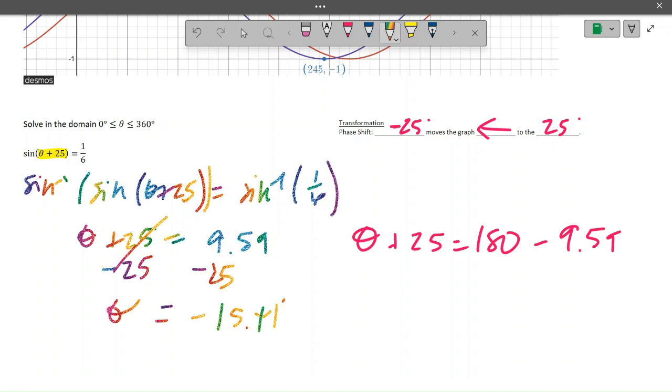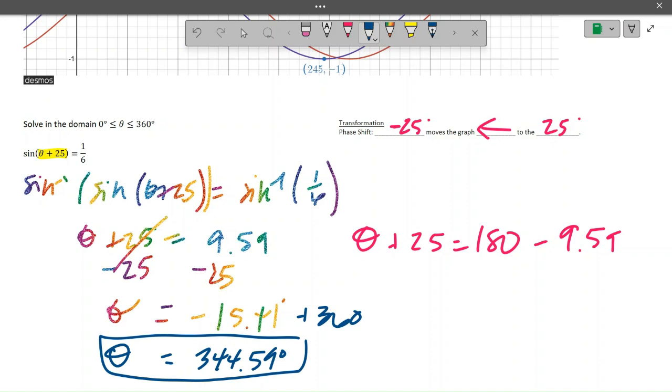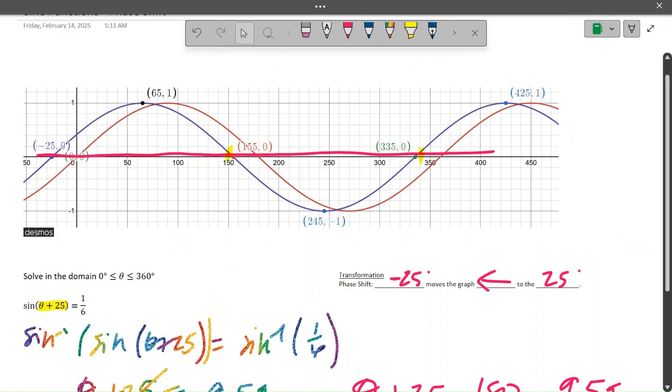While this is a solution, it is not a solution within our graph because it's not between 0 and 360 degrees. I know this value repeats again every 360 degrees. I know that if I subtracted 360, it's going to be too small because this is already outside. But if I add 360, I'm going to get a value within our domain. So when I do that, I get 344.59 degrees, and that is one of our solutions. And that actually, if we look back at our graph, is really close to the 335 that we estimated based on my very crooked line that's supposed to represent y equals 1/6.